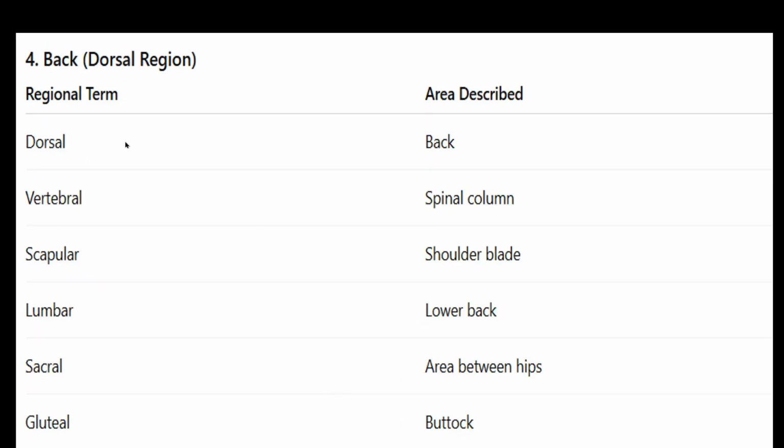And then we have third thing, that is pelvic region, which includes pelvic for pelvis, inguinal, groin, pubic, genital region. Then we have fourth point, that is back for dorsal region. Dorsal means back, vertebral spinal column, scapular, that is shoulder blade, lumbar, that is lower back, sacral, that is area between hips, and gluteal, that is buttock.